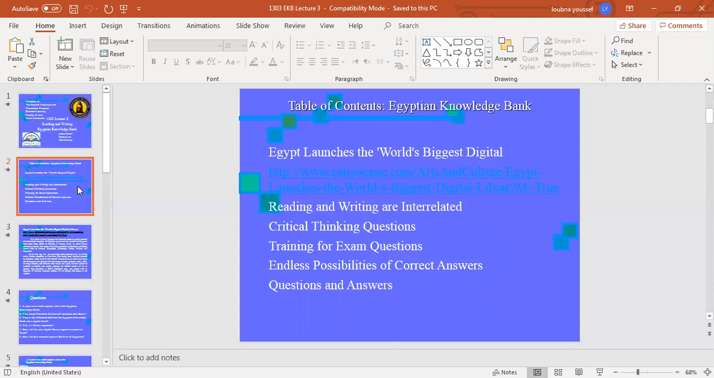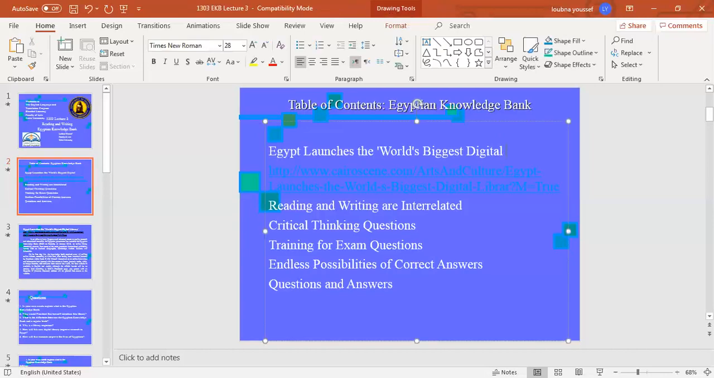The title of the passage is, it's the world's biggest digital library. So the Egyptian Knowledge Bank is a library, a digital library. Okay, so I have the website so that you can go to the website and read some more.